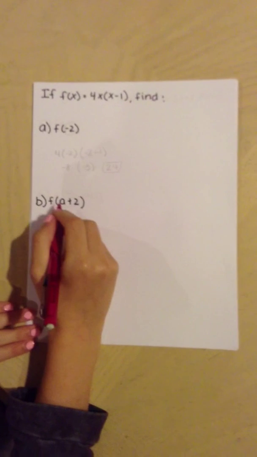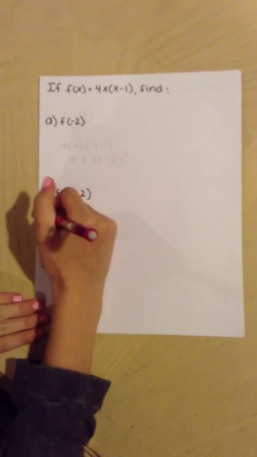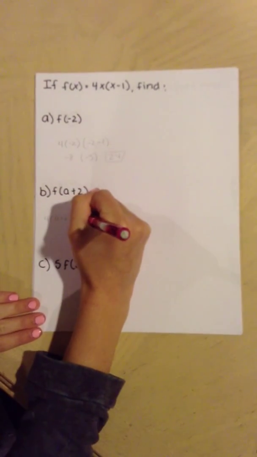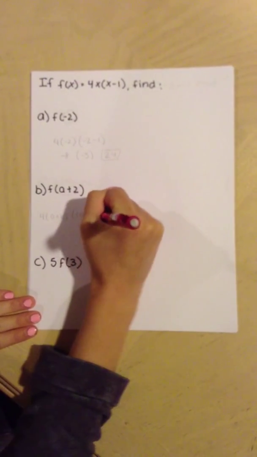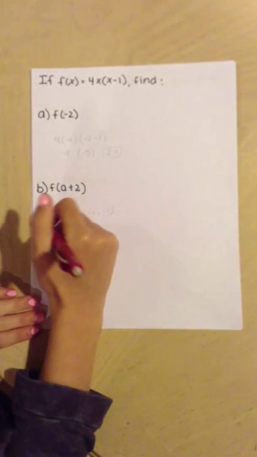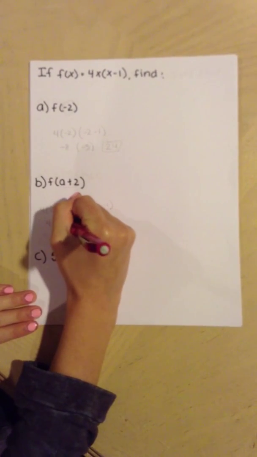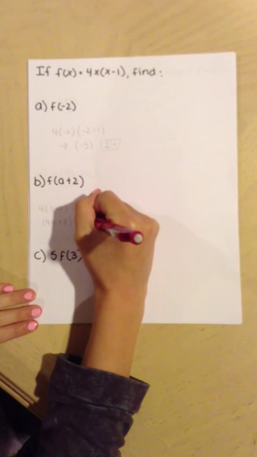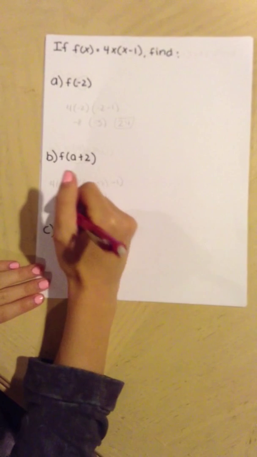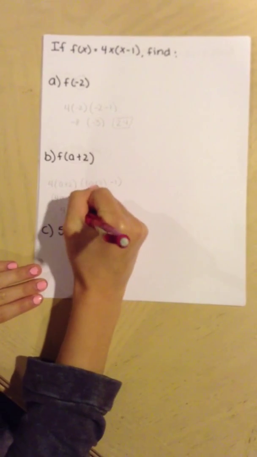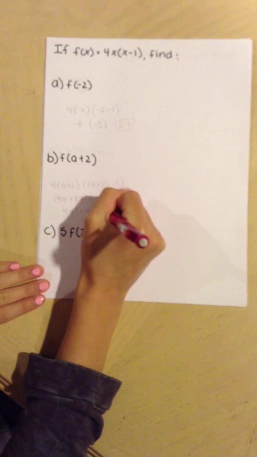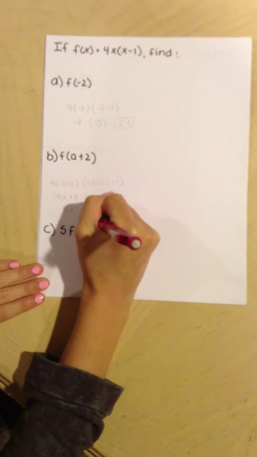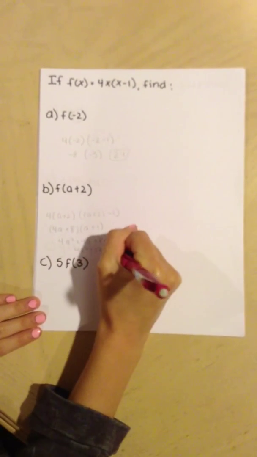For this one, you're just going to plug a plus 2 into all the x's. So 4 times a plus 2 times a plus 2 minus 1. It's going to be 4a plus 8 times a plus 1. So now you're going to get 4a squared plus 4a plus 8a plus 8. That's going to be 4a squared plus 12a plus 8.